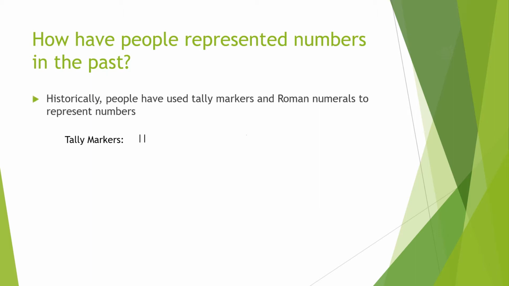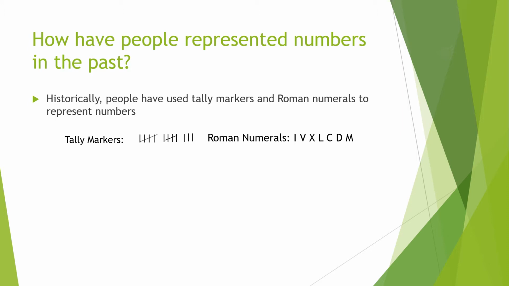There was the tally marker system, which was a really simple system of keeping count using just lines. Then there was the Roman numeral system. It was introduced by the Roman Empire, and it was widely used in Europe right until the 6th century.